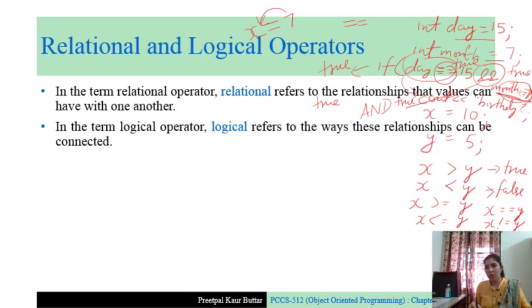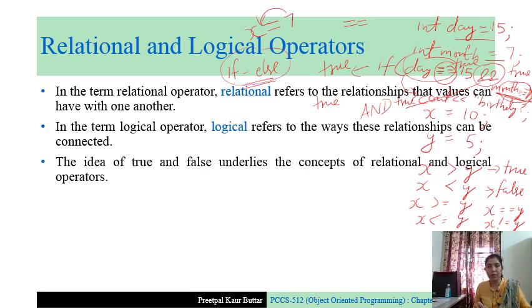Okay, don't worry if you are not able to get it, because when we study if and else statements in the next lecture, we will use these relational and logical operators, and then you will come to know how they are used and how these things are happening, how this if statement is evaluating to true, and if it is evaluating to true, how we are printing birthday. So relational and logical operators are normally used with if-else statements.